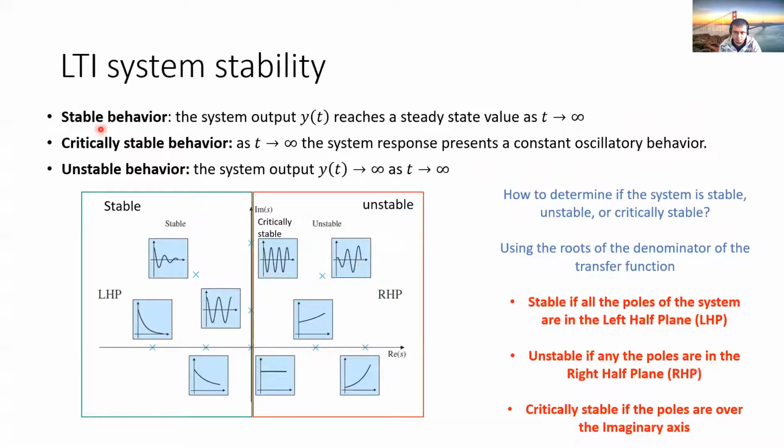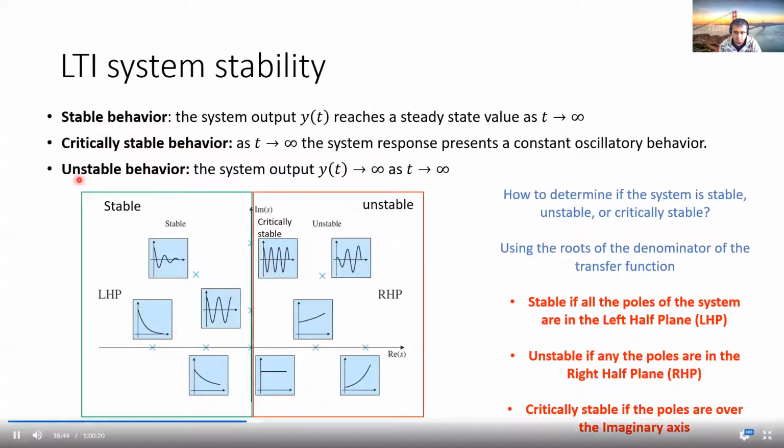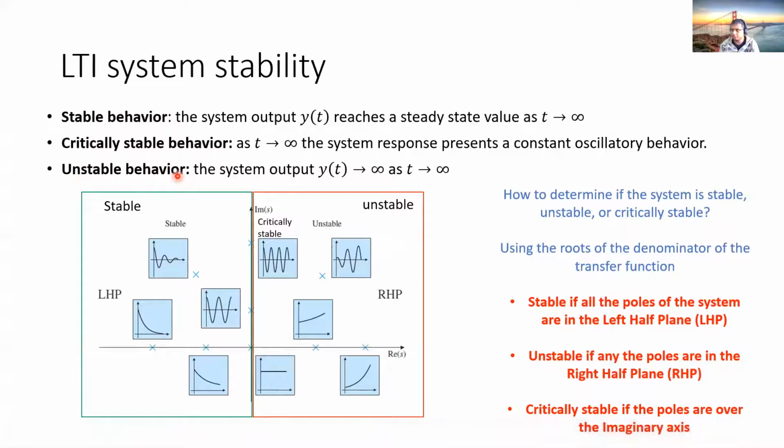Let's define first which is stable, which is critically stable, and which is unstable. This is given by the roots of your system, in this case, the poles of your system. The stability of the system is defined in terms of that. Remember the plane that we plotted before? Real and imaginary axis. We have to define the stability of the system in the following way.